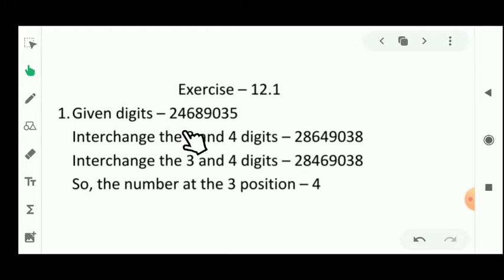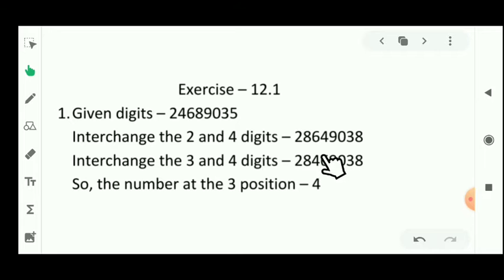The given digit is 246890335. Now students, we will interchange the second and fourth digit. That means the second digit is 4 and the fourth digit is 8. When we interchange the digits, the value will be 28649038.